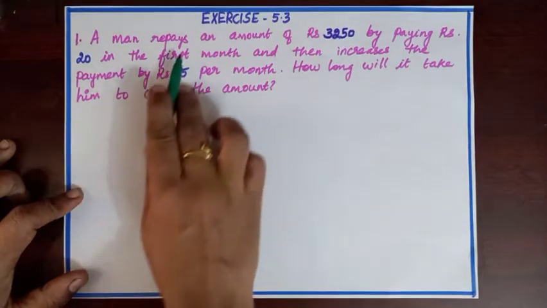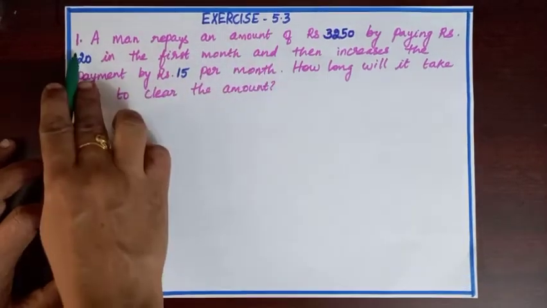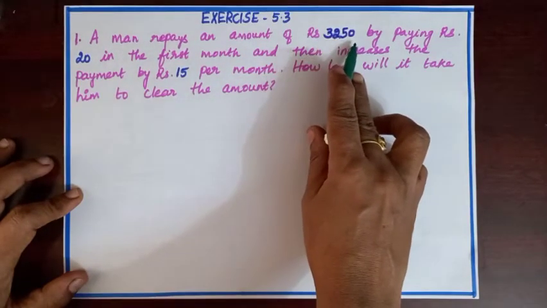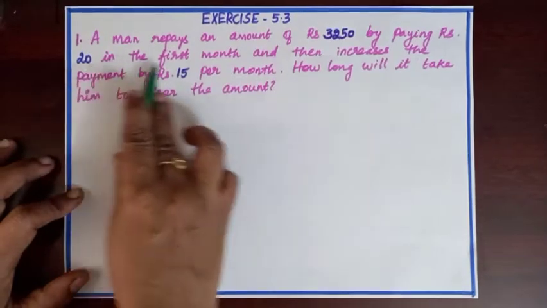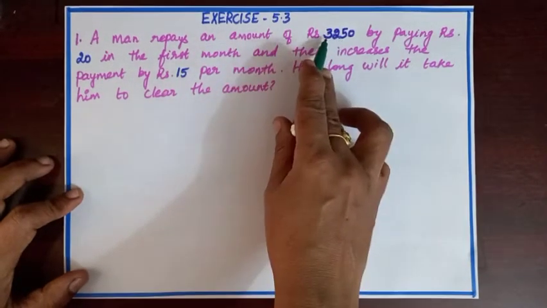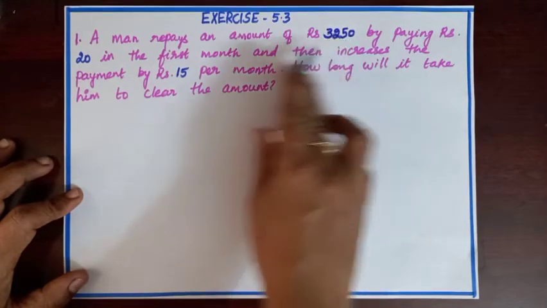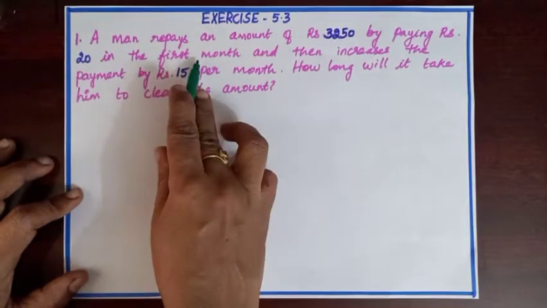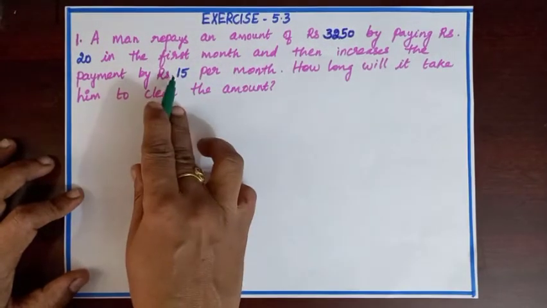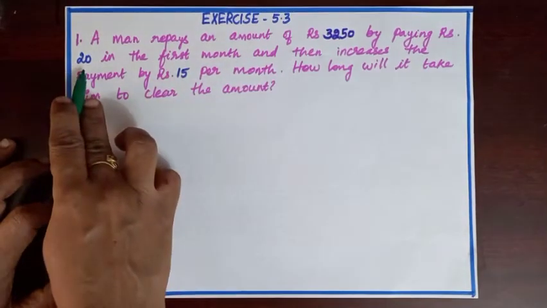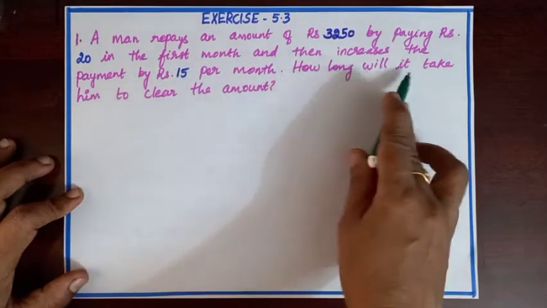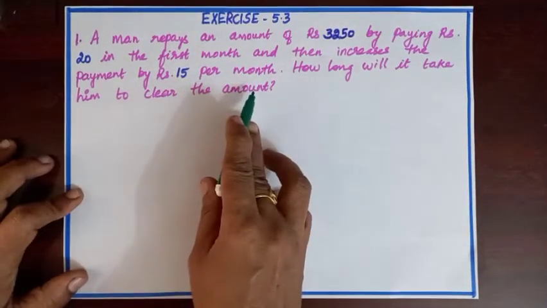Now we are going to see the remaining exercise problems. Question number 1. A man repays an amount of rupees 3250 by paying rupees 20 in the first month. So here Sn is 3250; the amount is given, that is Sn. Sn is 3250. Rupees 20 in the first month, and then increase the payment by rupees 15 per month. So each month rupees 15 will be increased. So the a value is 20 and the d value is 15. How long will it take him to clear the amount?